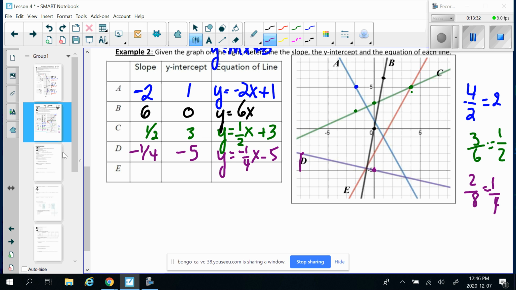I'm not going to do the last one because I think you guys get the idea. Once you have a slope and a y-intercept, you can write the equation of the line.